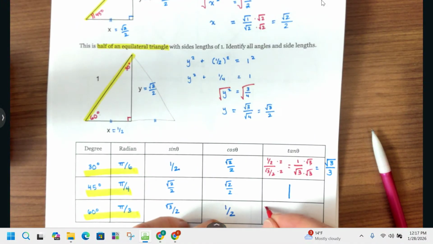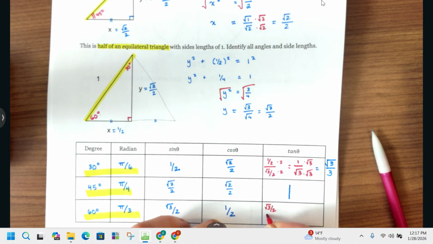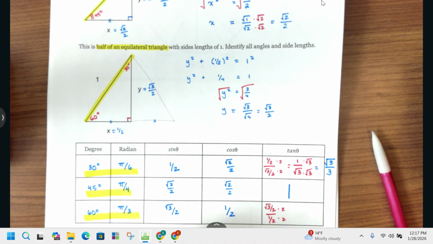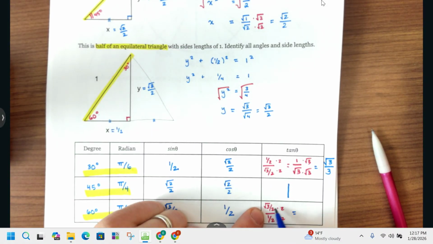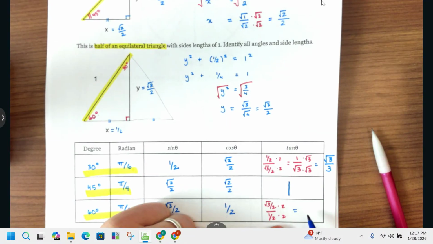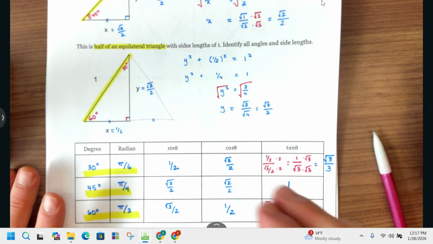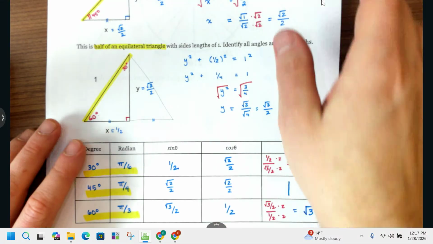So that'll give us roots of 3 over 2 divided by 1/2. Same game, multiply by 2's here, and you end up with roots of 3 on top and 1 on the bottom. So that whole thing is just equal to the square root of 3. Okay, good stuff, ladies and gentlemen.